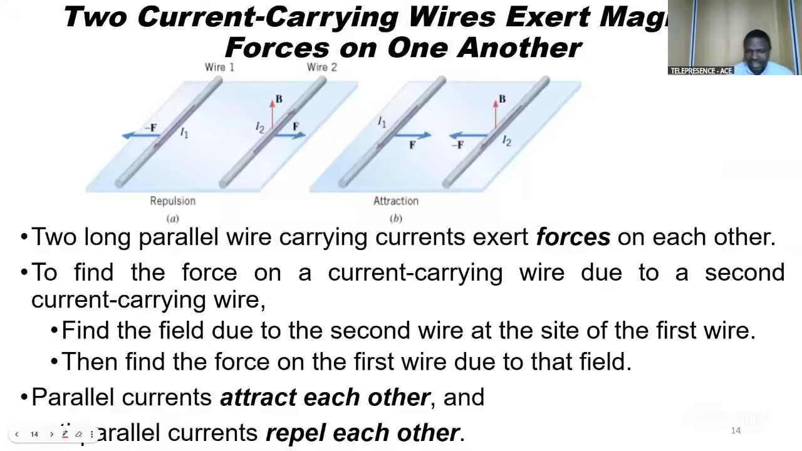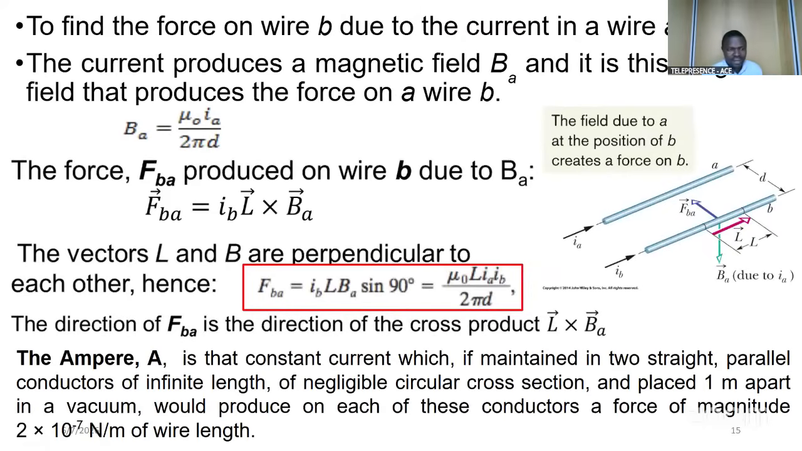I just want you to understand that when we have two current-carrying wires, if the direction of the current is the same, they are going to attract each other. But if they are anti-parallel, they are going to repel each other. As I said from the first slide, and you still remember, for the magnetic field of this wire A and this wire B, the magnetic field of A acting at B is going to be this one.